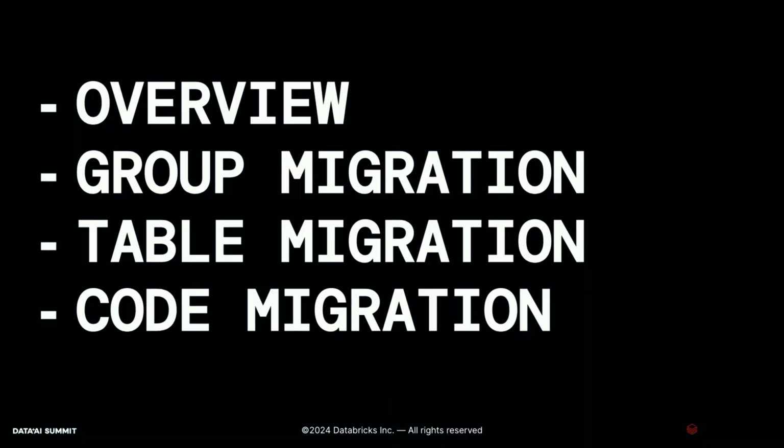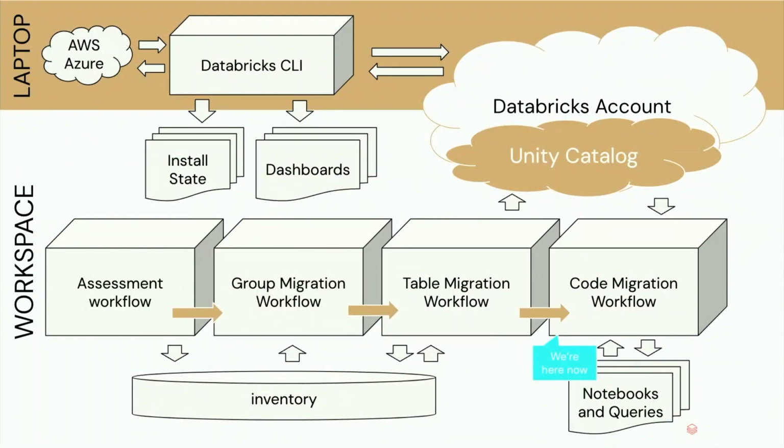So in this talk, I'm going to be showing you how we built Unity Catalog migrations, the automation for it. And it will roughly fall into 4 sections, like group migration, table migration, and how we migrate the code, or how we plan to. Anyway, let's start.